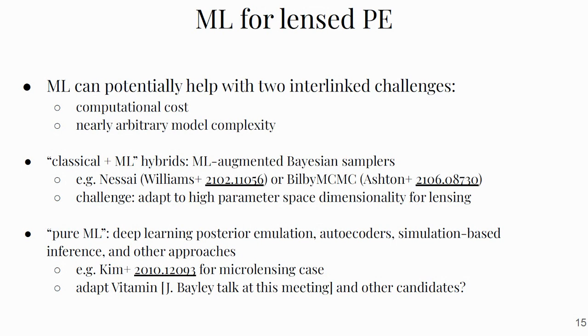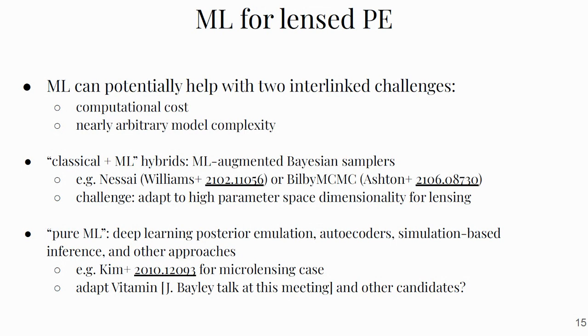One would be that you just augment your classical Bayesian parameter estimation with machine learning. So there are a few cool tools that I'm aware of that already exist. NESSAI from Williams et al. and FlowMC from Ashton et al., which use traditional nested sampling or MCMC methods respectively, and just augment them, making the proposals or some other steps much faster with machine learning.